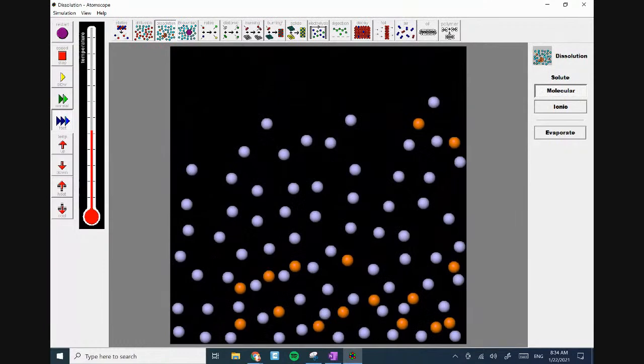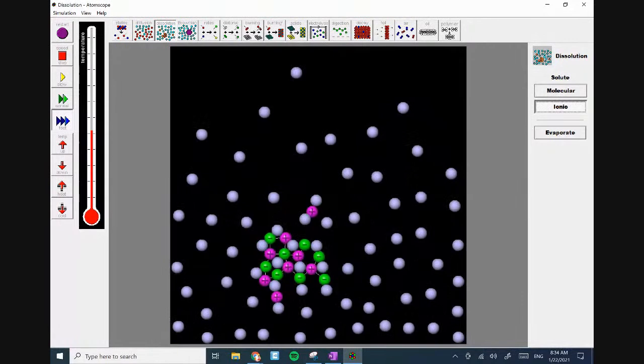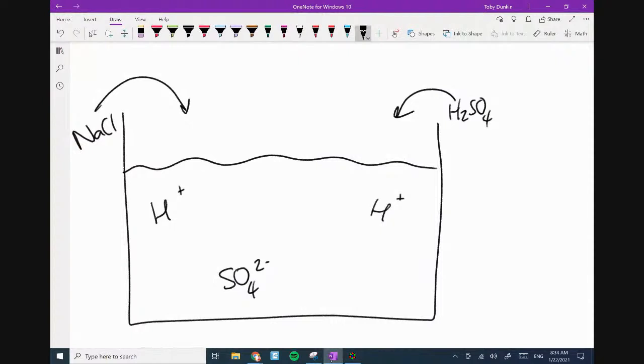Let's look at an ionic one. Yeah, same thing. The water's pulling it apart. Now, if you look at this and we add in salt here, look what now happens. I now form these guys. And what you realize is those ions are not going to react with each other. Would you agree that the H+s aren't going to react with the Na+s? What are they going to do?